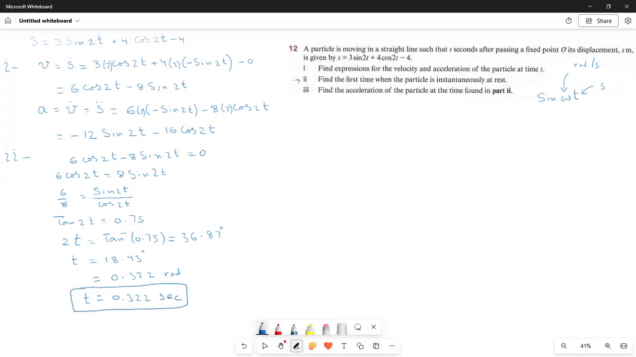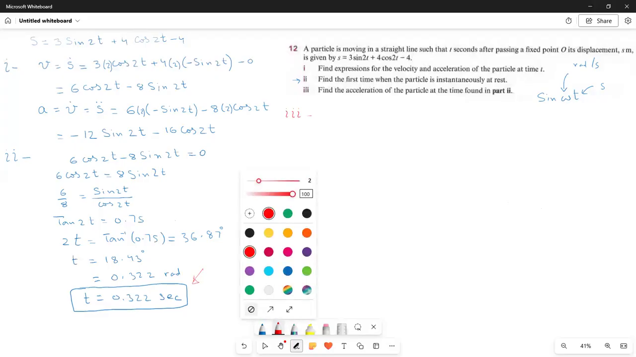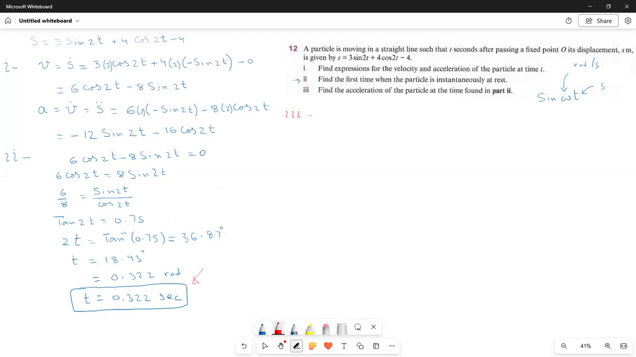Now the third part of this problem is to find the acceleration of the particle at the time we found in part 2. So at this particular time, I need to find the acceleration. So acceleration was given by minus 12 sine 2t and minus 16 cos 2t.